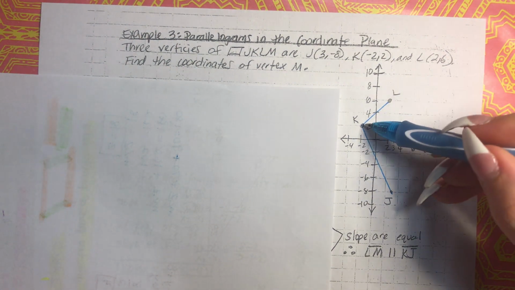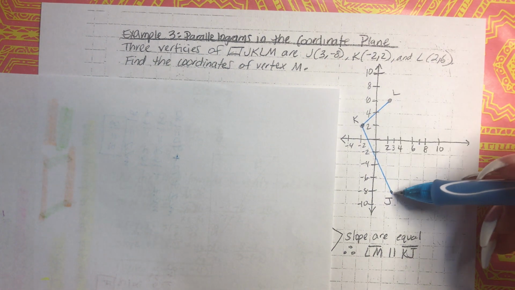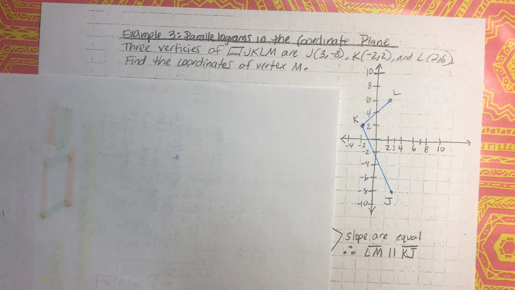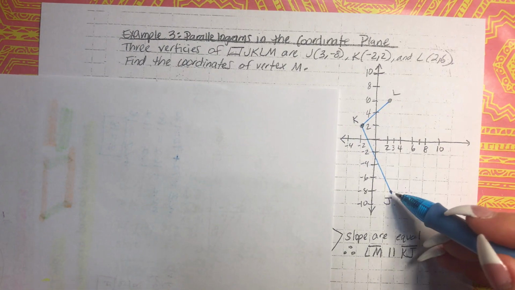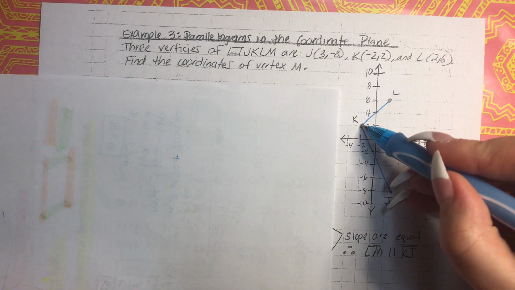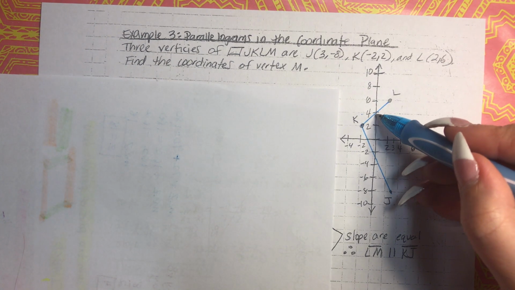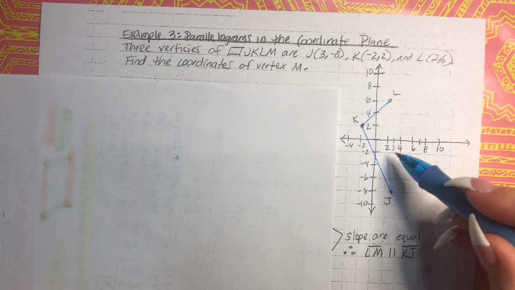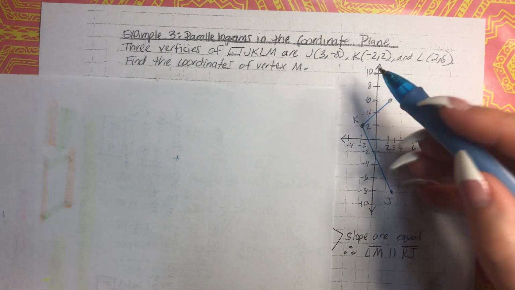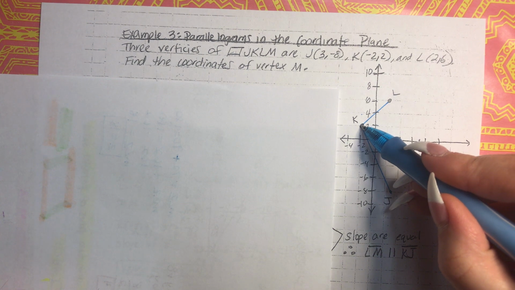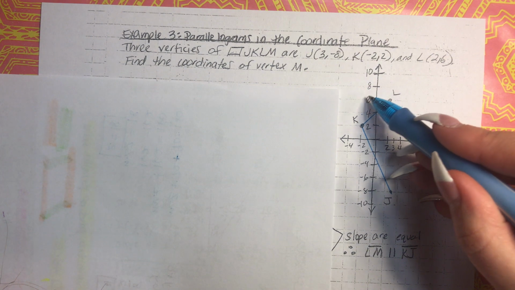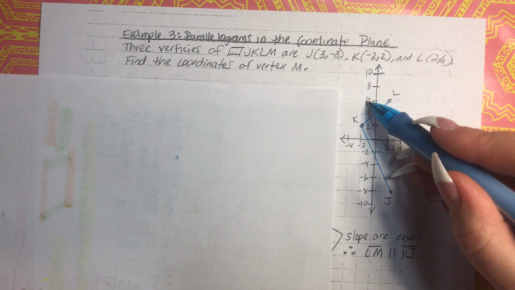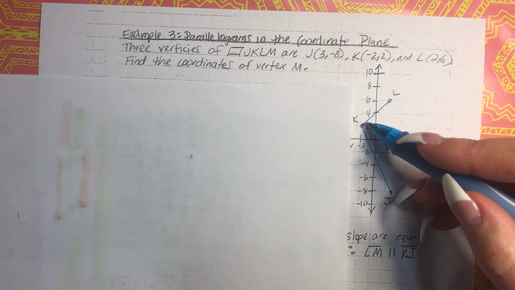What we also know is it's a parallelogram, so this side and this side are going to be parallel, which means they're going to have the same slope. If I find the slope of this one, this side is going to have the same slope. The scale is 2, 4, 6 on both axes. So the slope of KL is up 4 over 4.